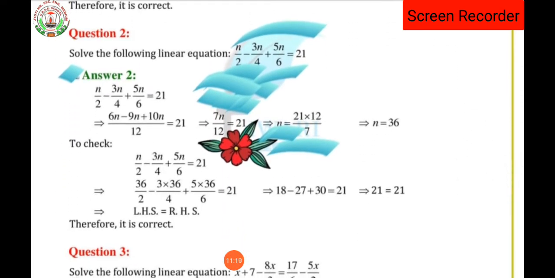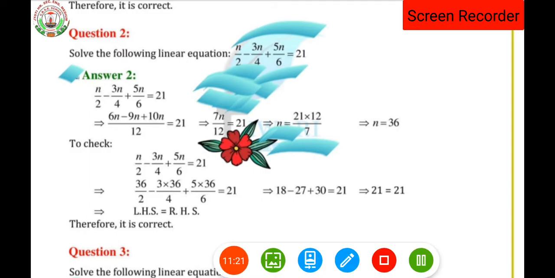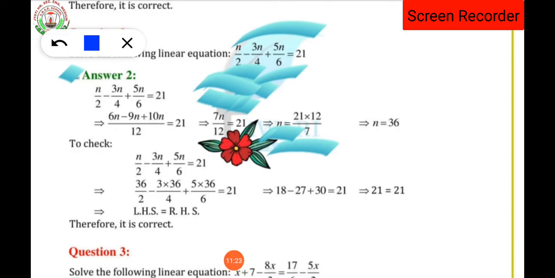In question number 2, what is said here? Again it is said to solve the linear equation. This is the linear equation we are having. It is already transposed to one side, so directly we will take the LCM of 2, 4 and 6. Taking the LCM of 2, 4 and 6, it will become 12. Now 12 comes in the table of 2 how many times? That is 6 times, isn't it? So 6n it will be.